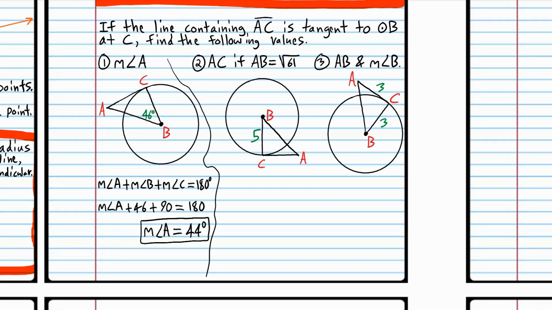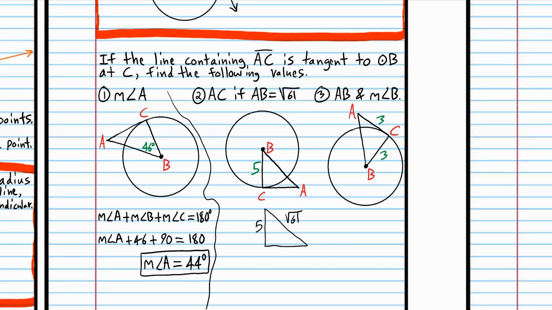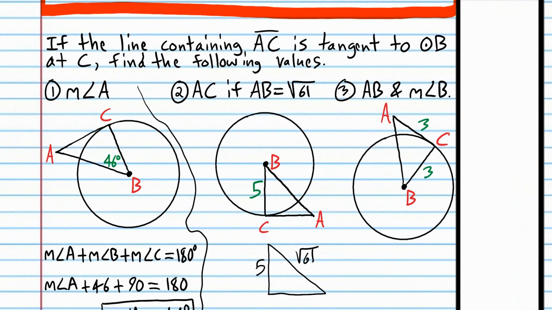Find AC if AB is root 61. So I'm going to take this triangle out, and they say AB is root 61, and we know this side is 5. They give us that here. And they want us to find this length here. So now we're dealing with lengths of triangles, and again, because the line containing AC is a tangent to circle B, we know that angle there must be 90 degrees. So we're dealing with a 90 degree, or a right triangle.